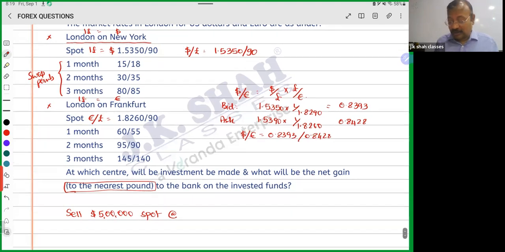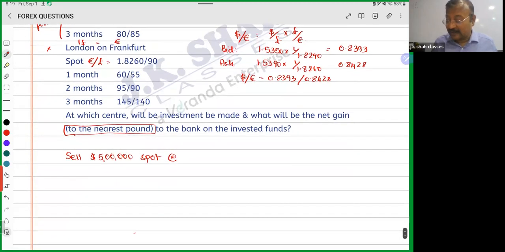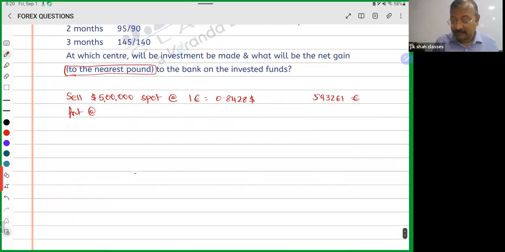And in the spot, I'm going to sell dollar and buy euro. So the rate applicable will be 1 euro equals to $0.8428, right? So 5 lakh divided by 0.8428, 593,261 euros. इसको मैं इन्वेस्ट करूंगा. I'll invest it for interest at 3% per annum for 3 months.